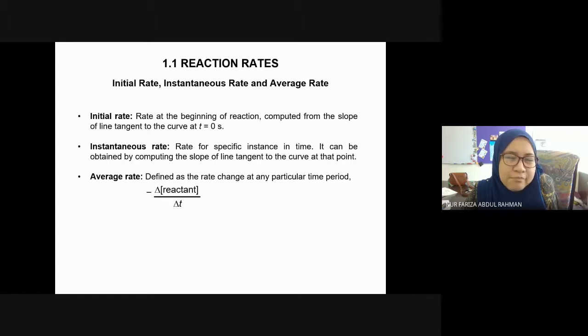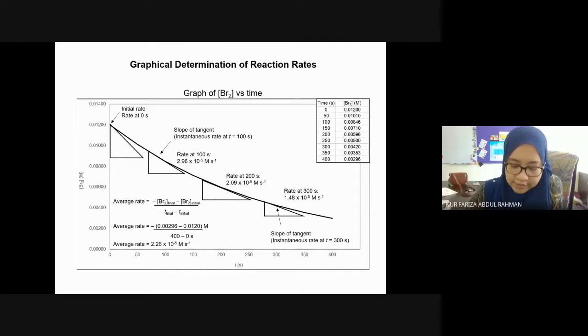Okay, so this is another part of rate. We have a few types of rate. We have initial rate, we have instantaneous rate, and we also have average rate. For these types of rate, actually, you have to construct a graph. That means you have to use graph paper in order to construct the graph. Okay, all right. So initial rate, instantaneous rate, average rate. So how do you calculate the rate? We will look at an example. This is an example of the graph later.